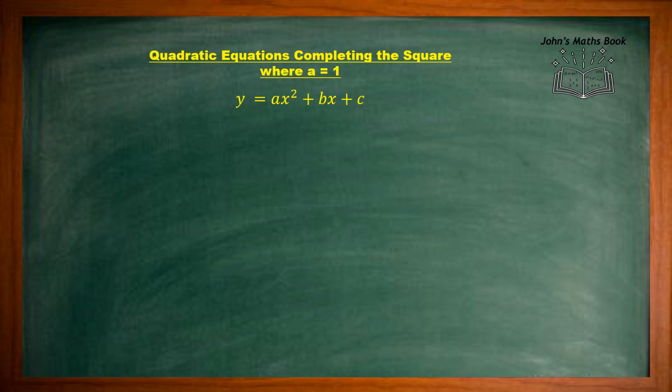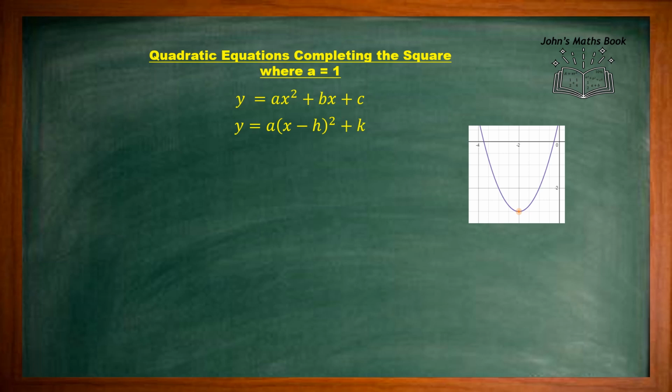If we write a quadratic in the standard form, we have y is equal to ax squared plus bx plus c. To solve a quadratic by completing the square, we need to rewrite the standard form into y is equal to a times x minus h all squared plus k.